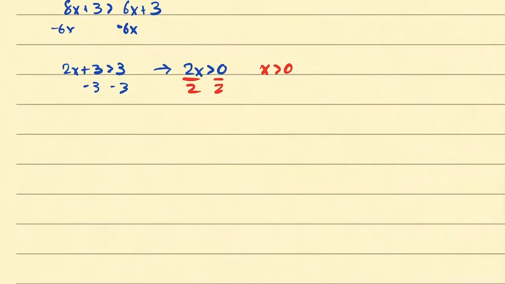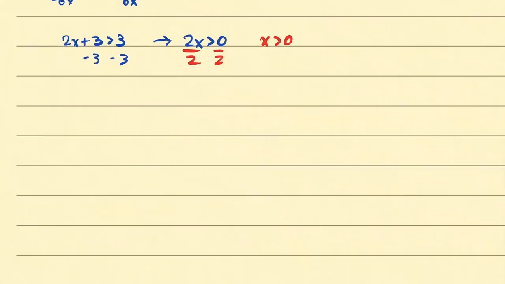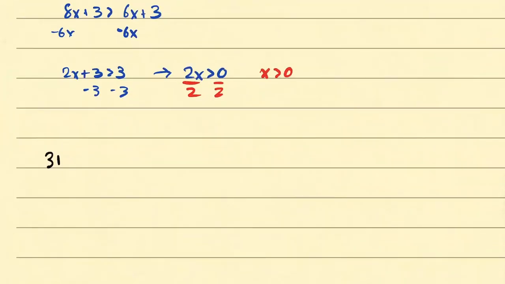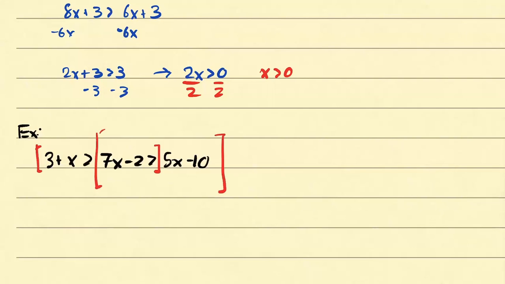Okay, so now we're going to talk about compound inequalities. As an example, 3 plus x is greater than 7x minus 2, which is greater than 5x minus 10. So this has two sides now. And what we can do to solve this is separate them as two separate sides. I can solve this inequality and this inequality, and this will give me the correct solution for this question.